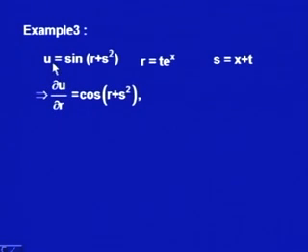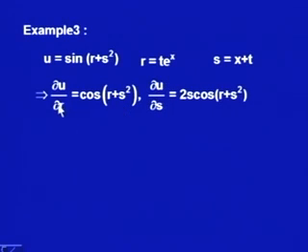So, first the partial derivative of u with respect to r, del u over del r, is cosine of r plus s square, and the derivative of r is 1, since s has been treated as constant. If I want the derivative with respect to s, then it would be cosine of r plus s square times the derivative of s square, that is 2s. And we would actually require the derivatives of r and s with respect to t and x.